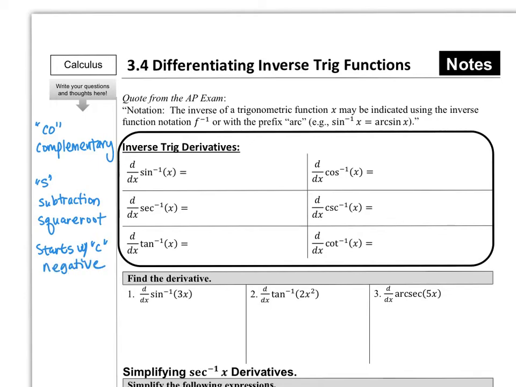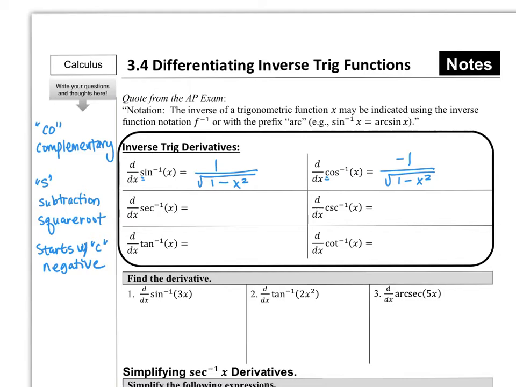Okay, so let's see the first one, the derivative of the inverse sine. We got the S, so we know it has the square root. This is 1 over the square root of 1 minus x squared. The derivative of the complementary one, inverse cosine, would be the same thing, only negative. So this one starts with a C, so it's negative. And notice sine and cosine are almost the same thing. It's just a different sign.